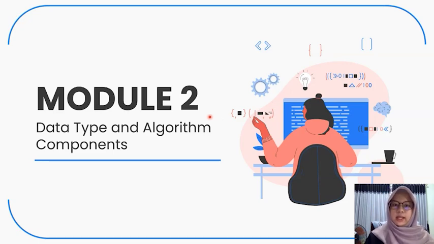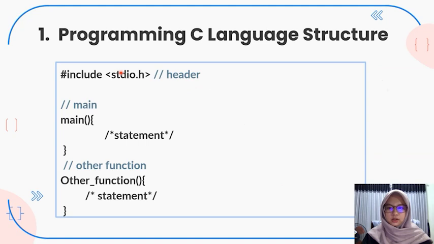So I will explain module 2 about the data type and algorithm components, which contains various data types and their uses, the structure of the C language and the examples of their use. Okay, so in the first one, we'll talk about the structure of C language and the programming C language structure.